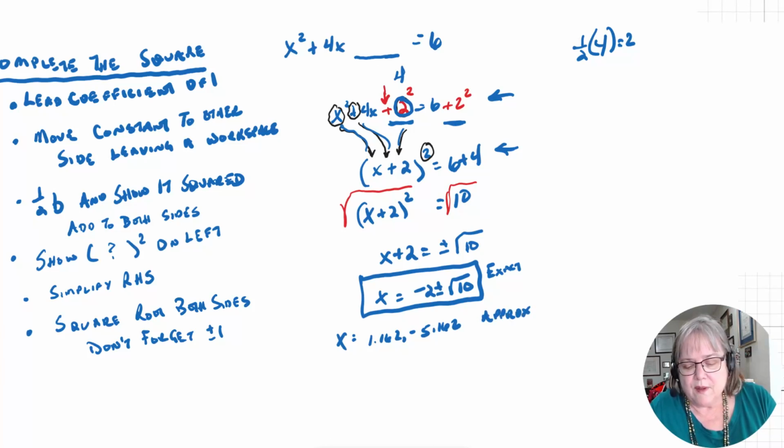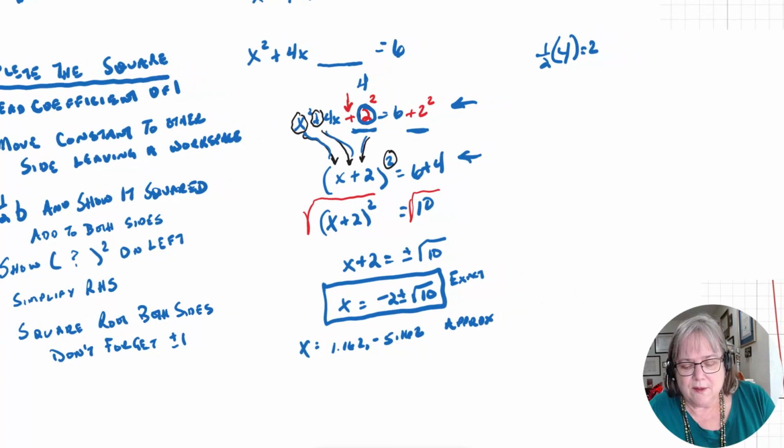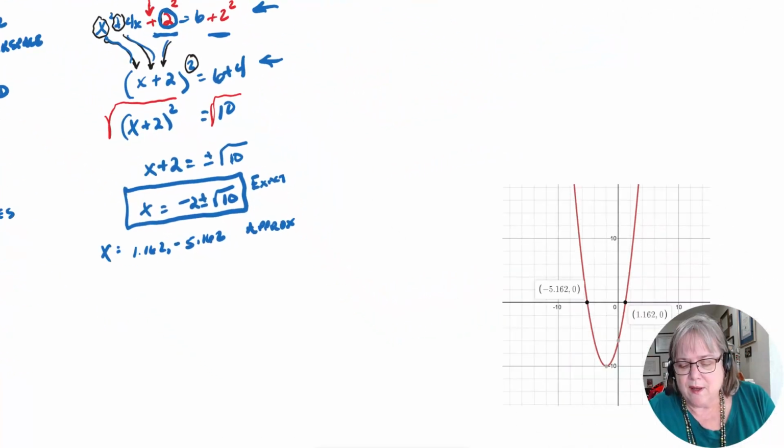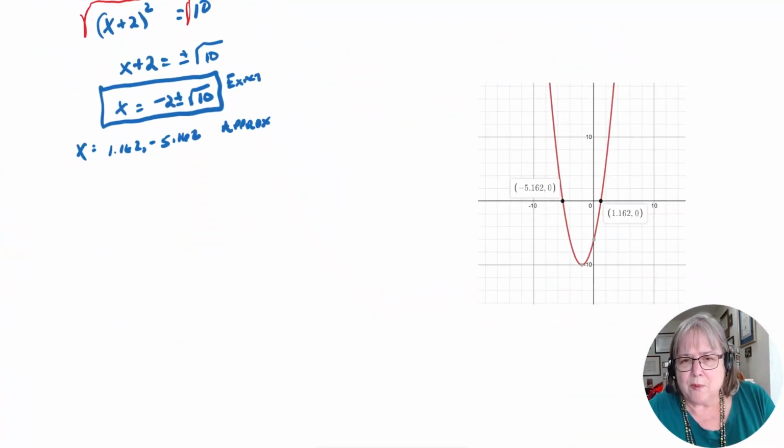This is an approximate value. So if they don't ask you to approximate the answer, then it's assumed that you're going to leave it exact. All right? So this is the exact answer. That's approximate. And you remember that little parabola that I showed you? If you look right here, here's the minus 5.162. Here's the 1.162, which is where it crosses the x-axis, right?